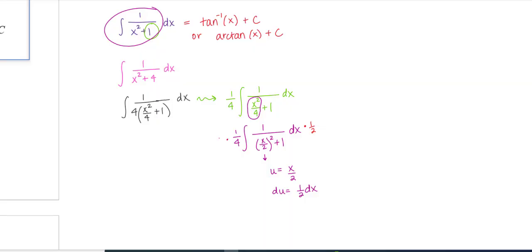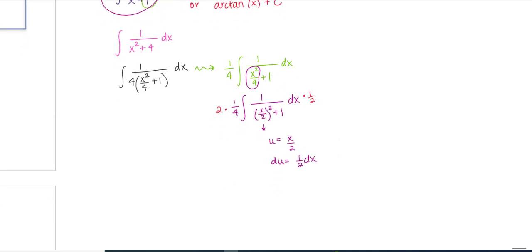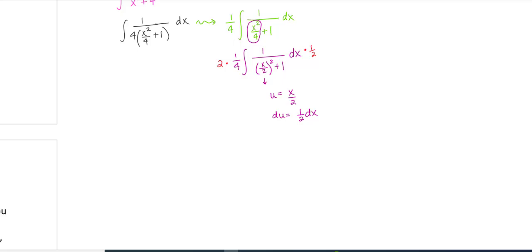and out a 2, because again, we can't change the value of our antiderivative, but we can certainly change the way that it appears. So then I see I have a 1/2 out front, 2 times a 4th, and now I really have 1 over the quantity u squared plus 1 du. Well, that is my inverse tangent of u, but of course I have that coefficient of 1/2 out front, and u was the x over 2.